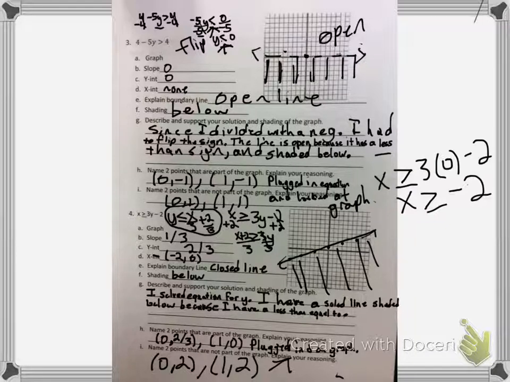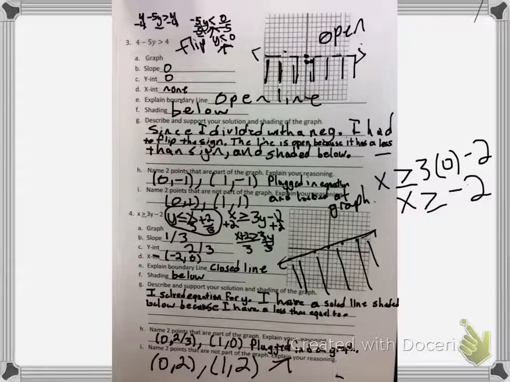Name 2 points that are part of the graph. (0, -1) or (1, -1). And you can look at that. (0, -1) would be right here, part of my shaded area. And (1, -1) would be right here in my shaded area. You can also plug those points in like we have learned before.